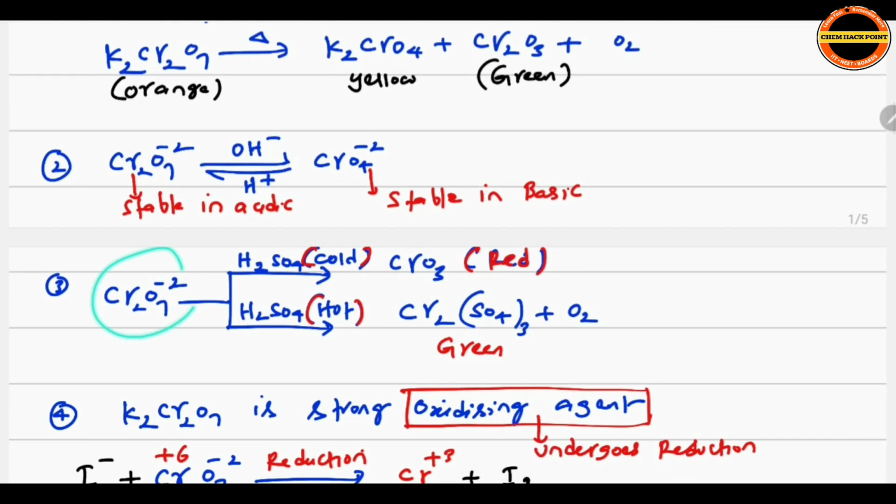Next, dichromate ion, when allowed to react with cold H₂SO₄, gives CrO₃, which is red in color. With hot H₂SO₄, it gives Cr₂(SO₄)₃, which is green in color.